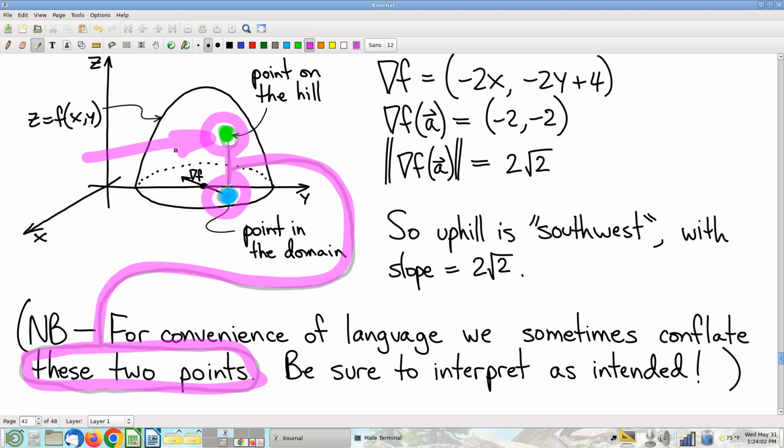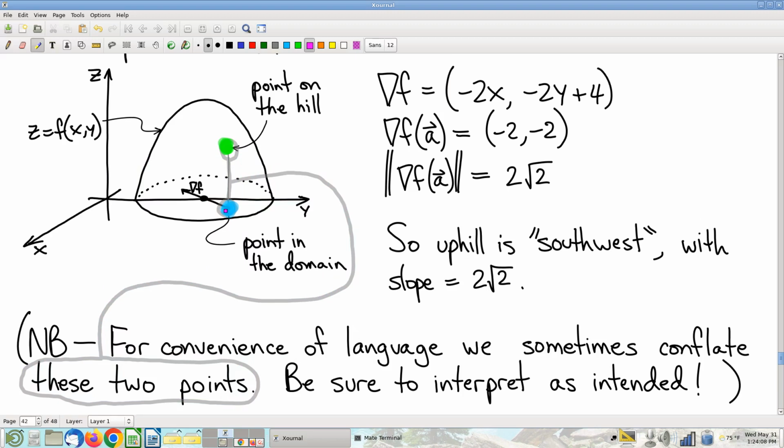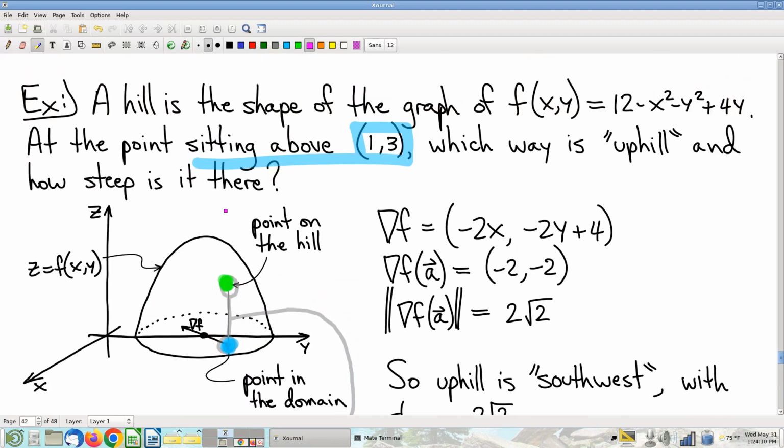Because in practice, we don't typically distinguish these. So in practice, most of the time, this phrasing that I used here will not be employed. Most of the time it'll say "at the point 1, 3," and this whole business about sitting above that, well, that's obvious. That makes sense? Okay. All right.